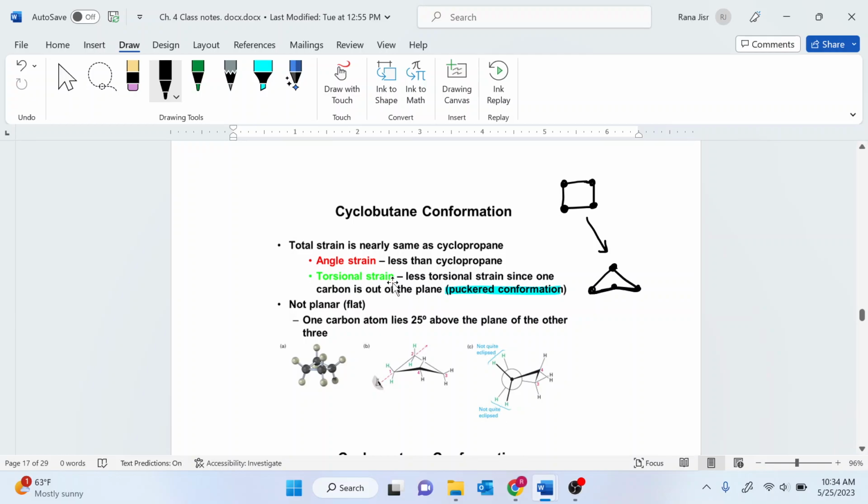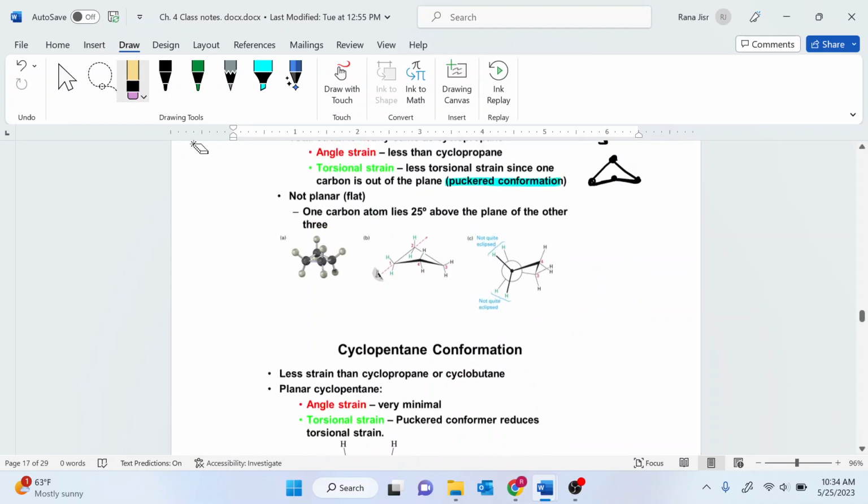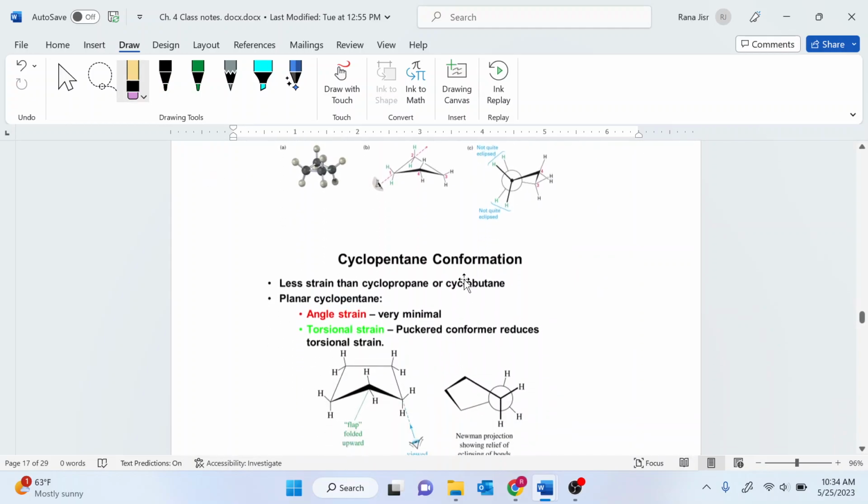You're not going to have too much eclipsing of the bonds in there, less energy. So this is a more stable representation of cyclobutane than showing all the carbons belonging to the same plane. We're going to do the same thing for cyclopentane.